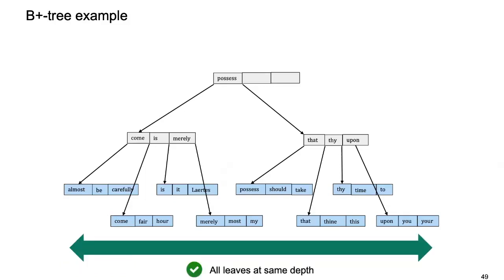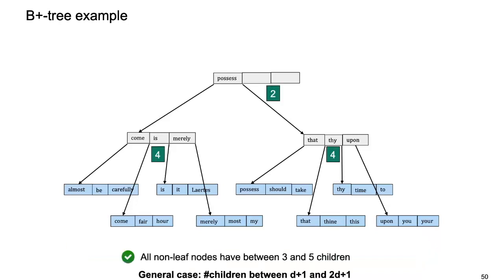Okay, now there are a few constraints on B+ trees. Typically, the leaves are always at the same depth. You cannot have leaves at multiple depths, all at the same depth. And there is also a convention on the size of the nodes. An example of convention is that the nodes, not the leaves, right? The ones that are not at the leaves, they have between 3 and 5 children. 3 children, 4 children, 5 children, but not 6, not 2, right? Between 3 and 5 children.